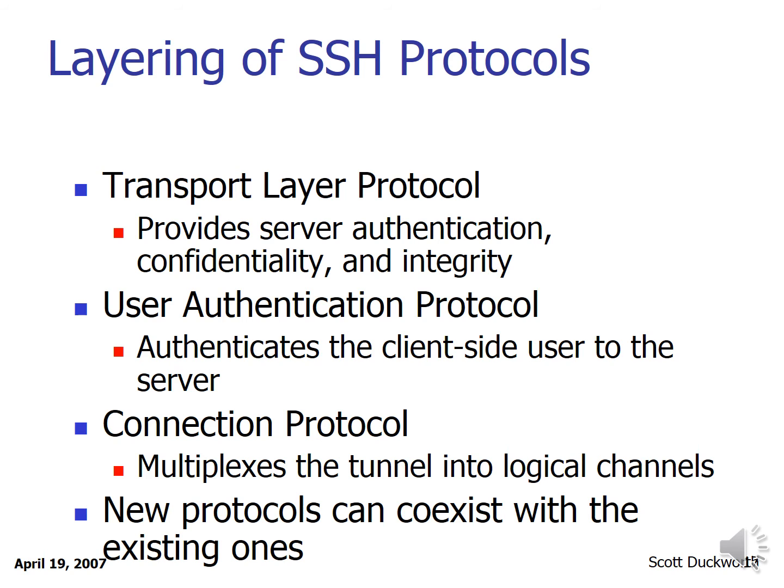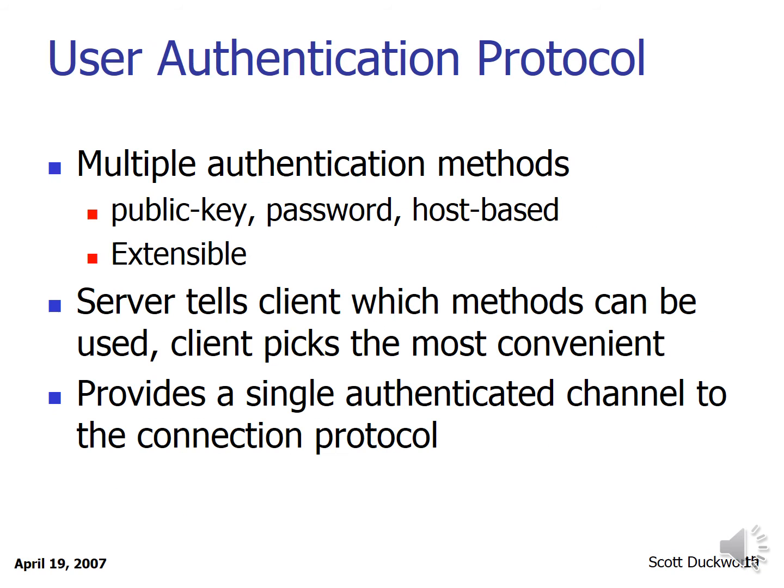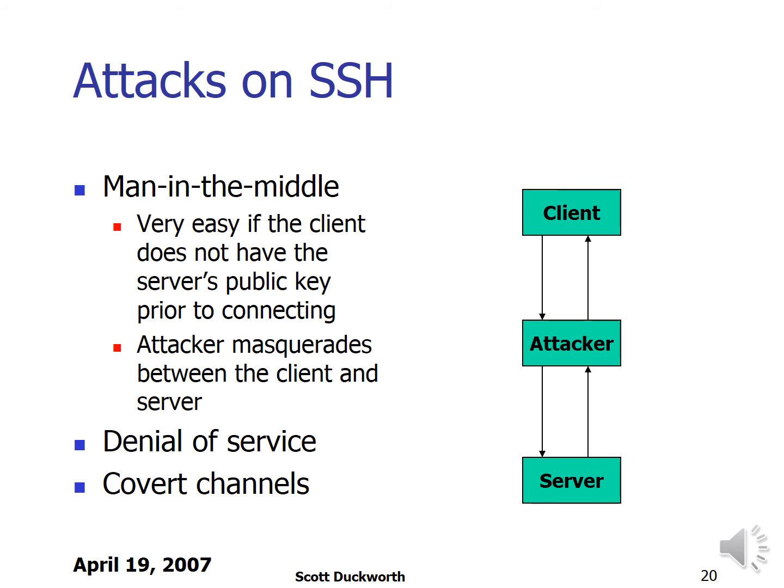New protocols can coexist with the existing ones. Integrity is provided via MAC, message authentication codes, such as SHA-1 and MD5. There are multiple authentication methods: public key, password, host key, host-based. The server tells the client which methods can be used. The client picks the most convenient, and this provides a single authenticated channel. Attacks include man-in-the-middle attack, denial of service attack, and covert channel.